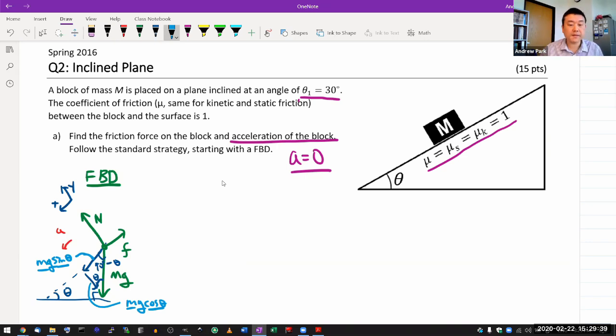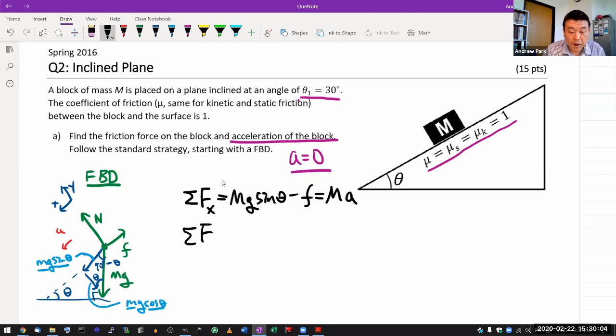Step number 4, write down Newton's second law equations. So I need 2 of them, one for each direction. So I have net force along the x direction. That's going to be the x component of gravity, mg sine theta, minus the friction force, which is going to equal mass times acceleration. And you need a net force along the y direction. That's going to be N minus mg cosine theta. And this one, from the start, I know will be 0.